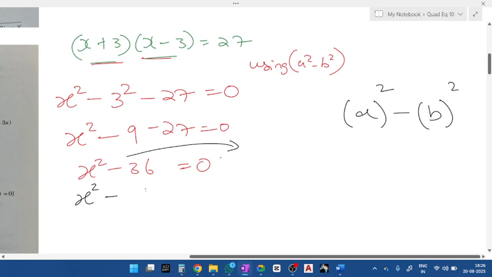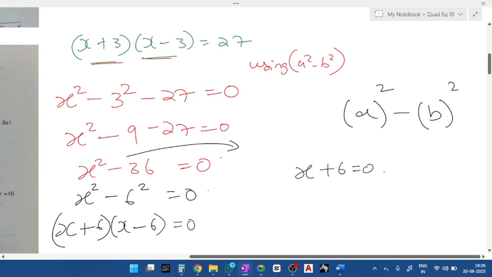Yes. How can I write 36 as a square? What is a square minus b square here? x plus 6 into x minus 6 is equal to 0. We have two equations. x plus 6 is equal to 0, x minus 6 is equal to 0. x is equal to minus 6, x is equal to plus 6.